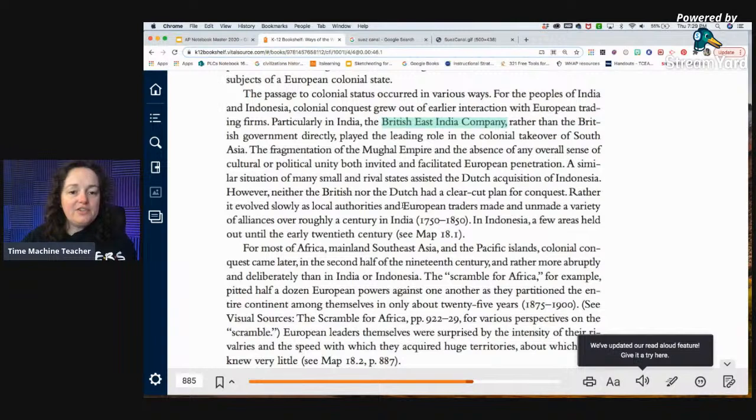It says the fragmentation of the Mughal Empire and the absence of any overall sense of cultural or political unity both invited and facilitated European penetration. So what allowed it? Put down that the Mughal Empire was fragmented, or it was kind of split up, and they didn't have cultural or political unity.